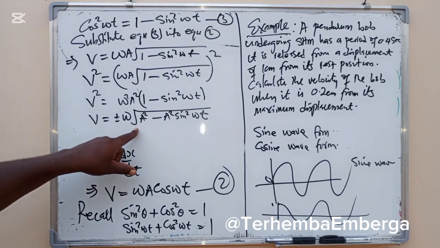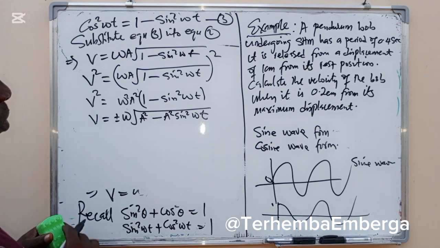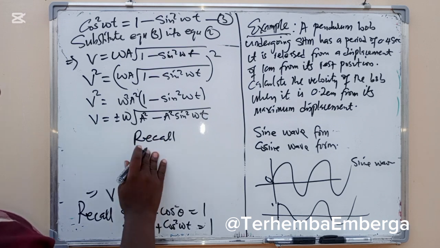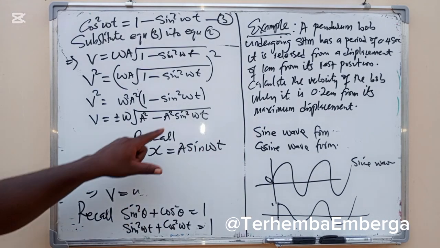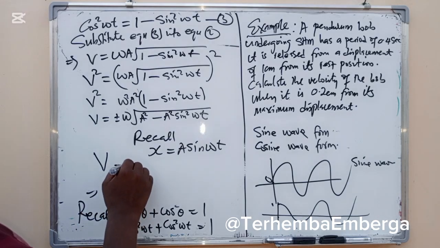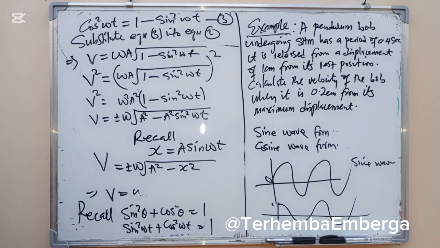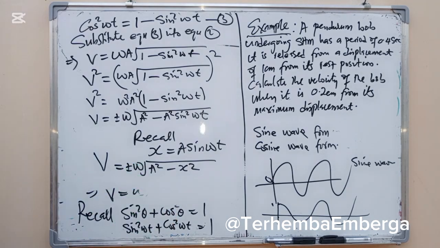And then remember, recall that x is equal to a sine omega t, that is the displacement. By the time you substitute this here, we have v equal to plus or minus omega square root of a squared minus x squared. We substitute that here, we'll have this. And this is the velocity.